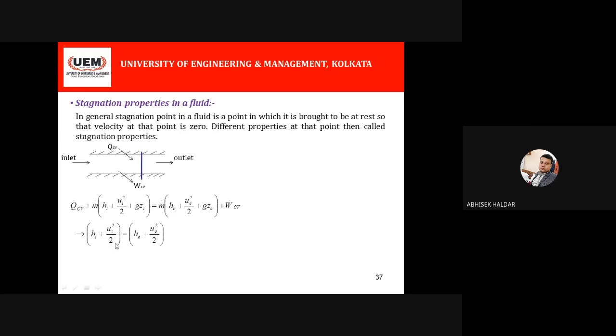Hi plus Ui square by 2 is equal to He plus Ue square by 2. So here you see H plus U square by 2. That means if I put an obstacle here, obviously, as I told, this is going to be my stagnation state. Here my stagnation state is going to occur. So there will be some inlet energy, some inlet velocity, that is my Hi. I am simplifying that to H, and Ui I am simplifying to U.